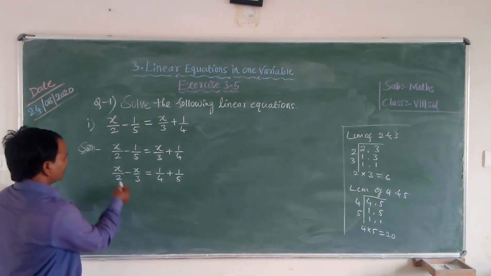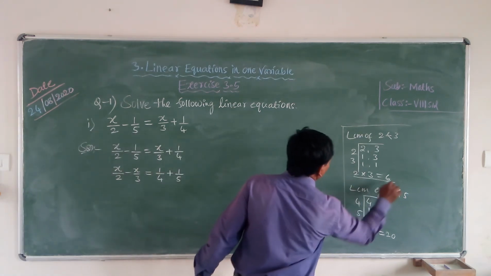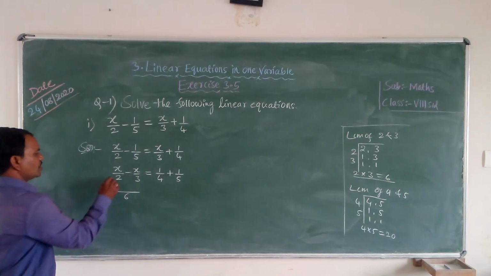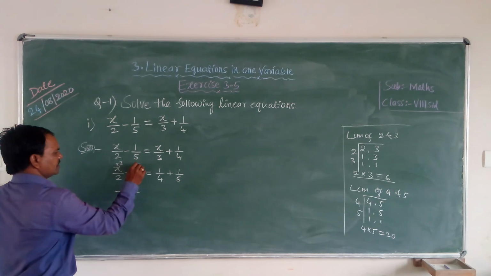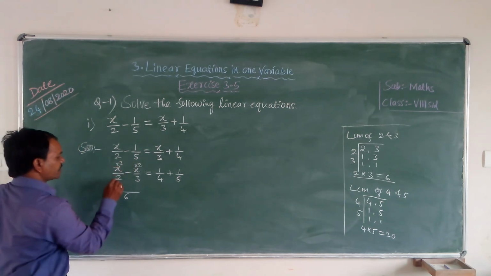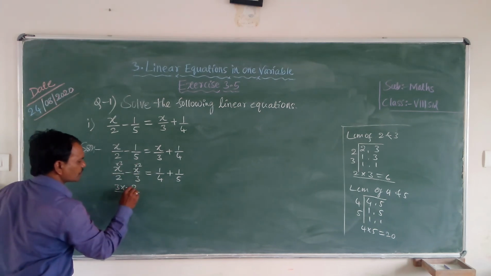Now what is the LCM of 2 and 3? It is 6. Now write the denominator 6: 2 ones are 2, 2 threes are 6, 3 ones are 3, 3 twos are 6. Now x into 3, 3x minus 2 into x, 2x.